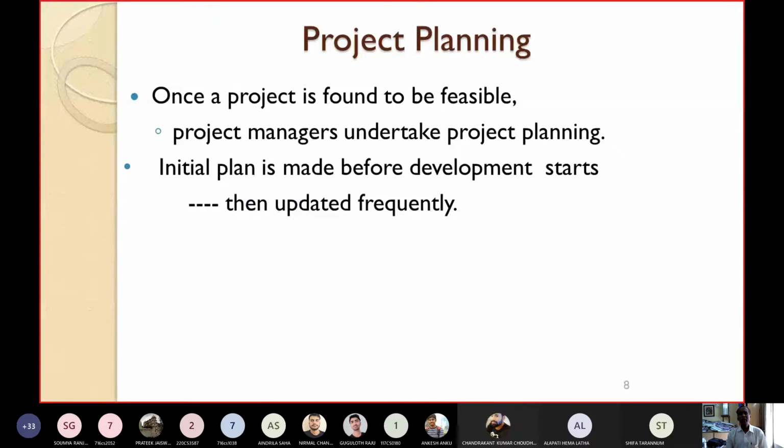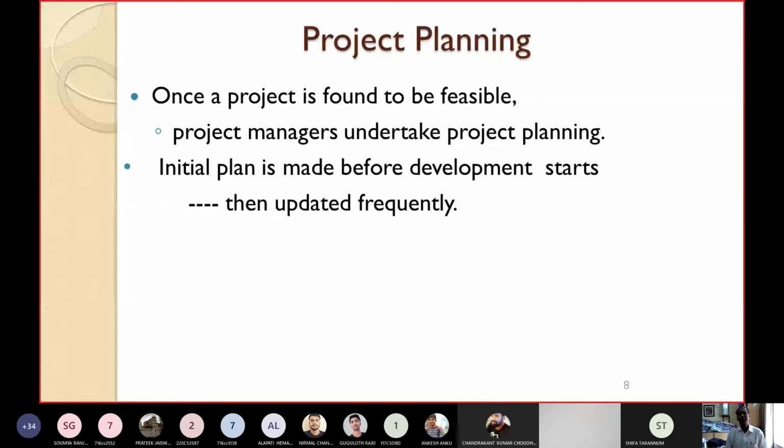Let's say first, project planning. I have already told you, when you take up a project for development, before that we have carried out the feasibility study. We have prepared the business case. Then we have found that the project is feasible in all respects, that means technically feasible, financially feasible, and operationally feasible. Only then should we take it up for development. So once a project is found to be feasible, the project managers undertake project planning.